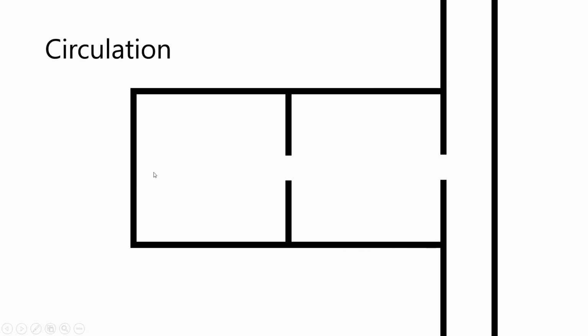Circulation has a big role as far as dominance goes. In this case, we have two rooms that are the same size, but because this outer room has more connection to circulation, it becomes the more dominant of these two spaces.